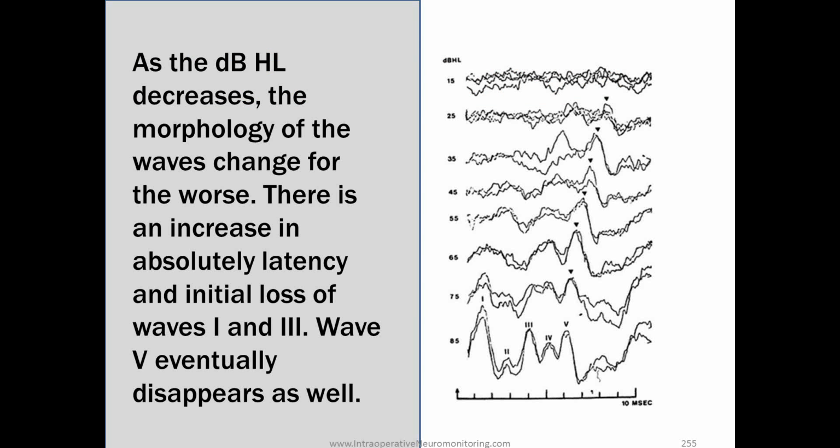As the decibel hearing level decreases, the morphology of the wave changes for the worse. There is an increase in absolute latency and the initial loss of waves 1 and 3. Wave 5 eventually disappears as well. So at the bottom we have our nice recordable waveforms, and then as we keep decreasing the sound, we have a loss of waves 1 and 3 and eventually wave 5.